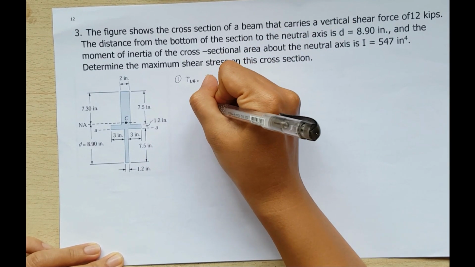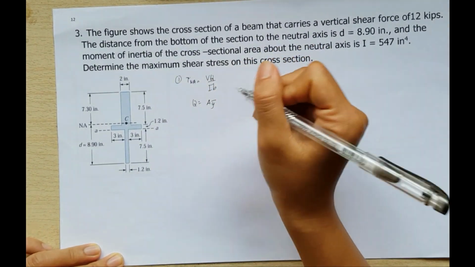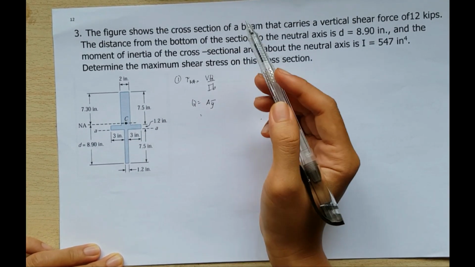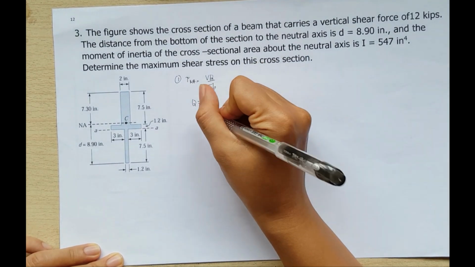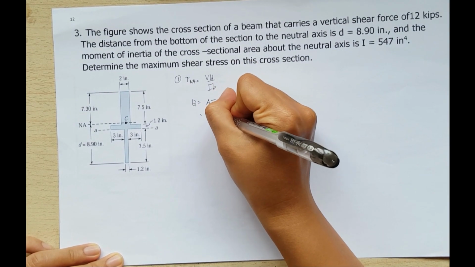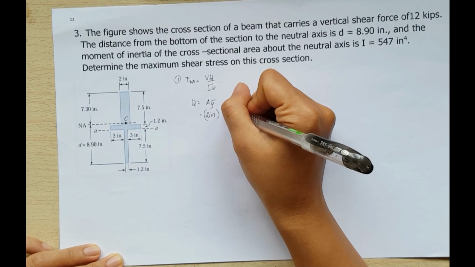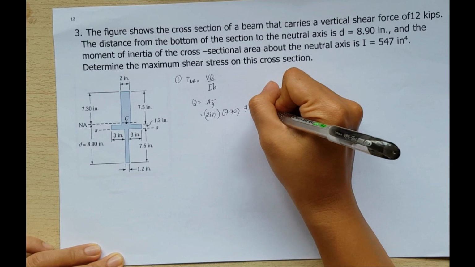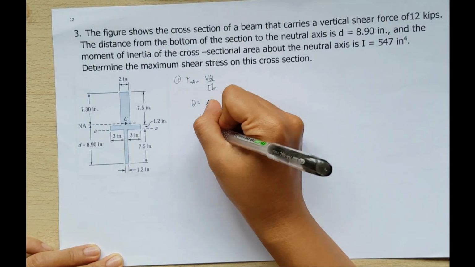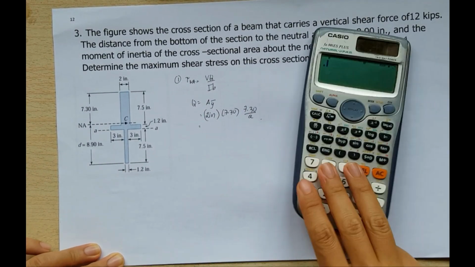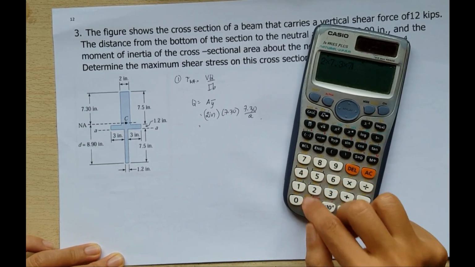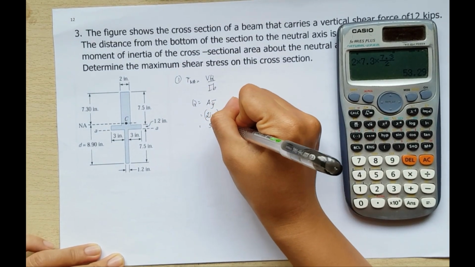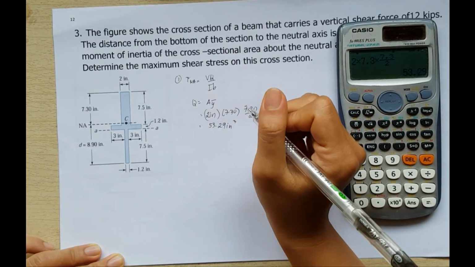So our Q here is equal to A times Y bar. So the area to consider is this area above the neutral axis. So we have 2 inches multiplied by 7.3, and then the Y bar is 7.3 all over 2. So Q is equal to 53.29 inches raised to 3.